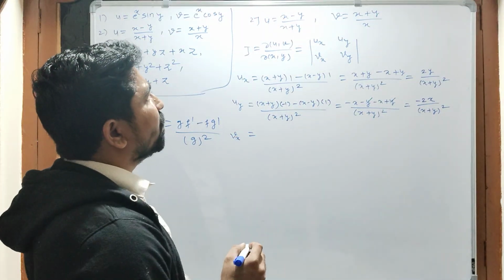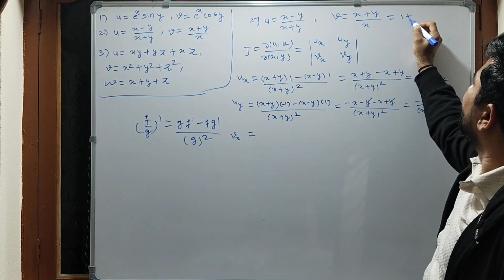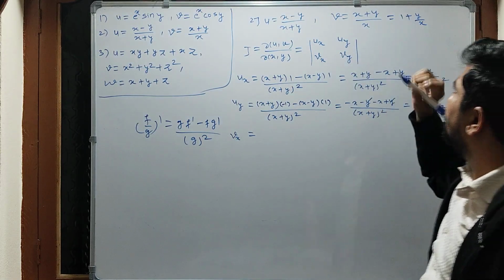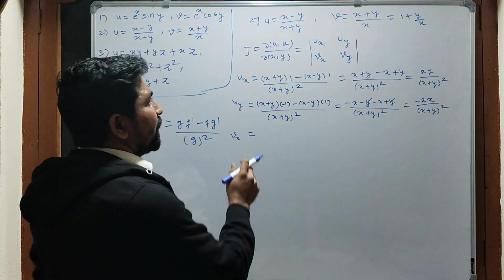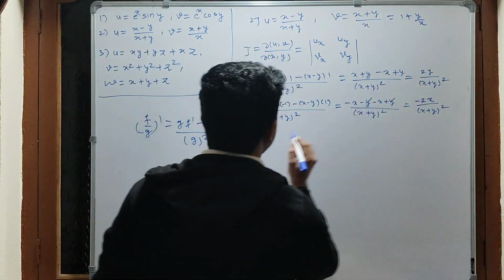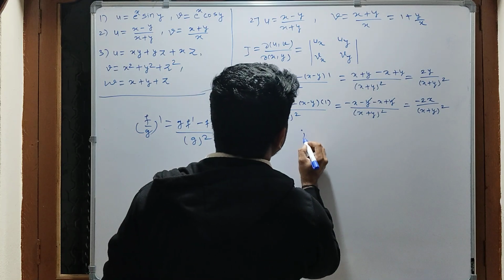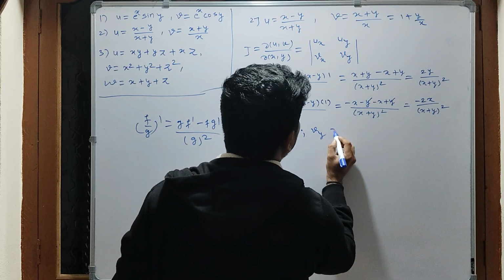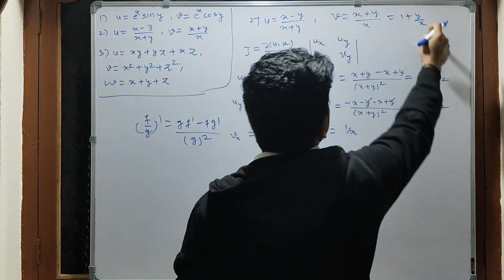So here, the partial derivative of v with respect to x. v equals 1 plus y by x. The derivative of 1 with respect to x is 0, and the derivative of y by x is minus y by x square. Simple. And the partial derivative of v with respect to y is simple: 1 by x. So here 0 plus 1 by x.